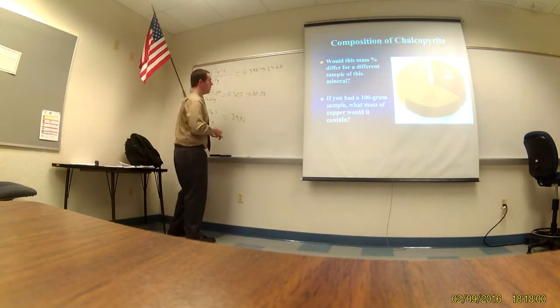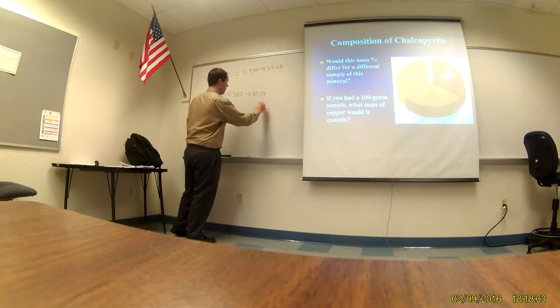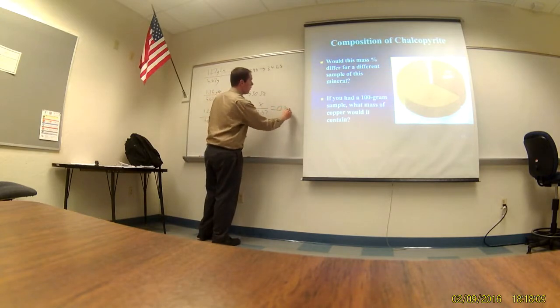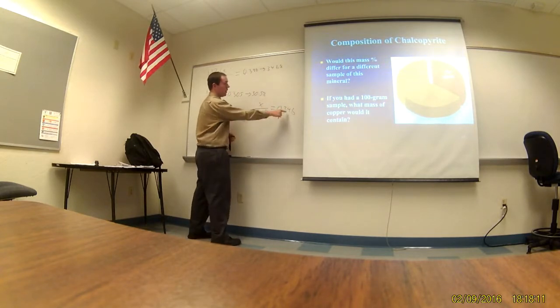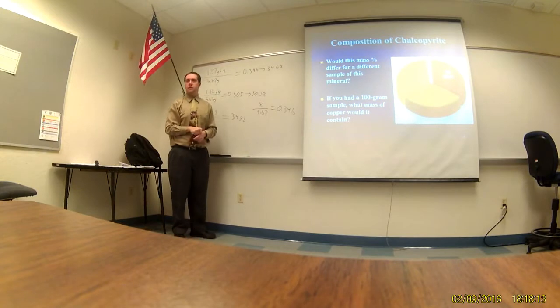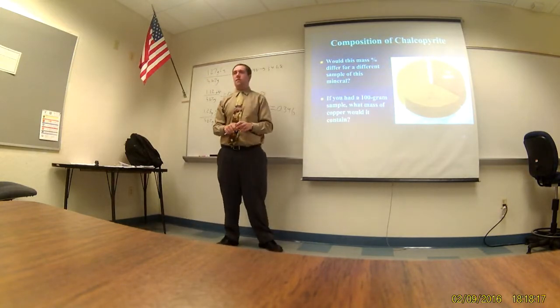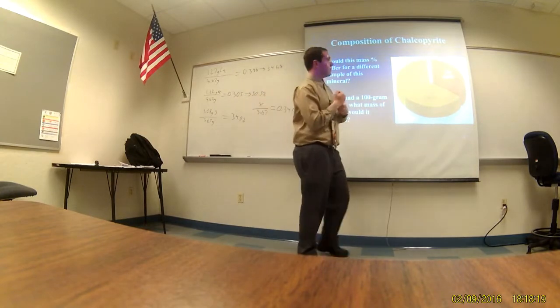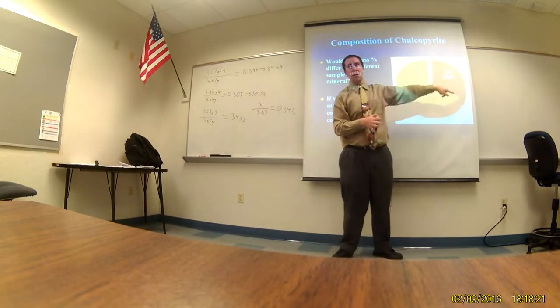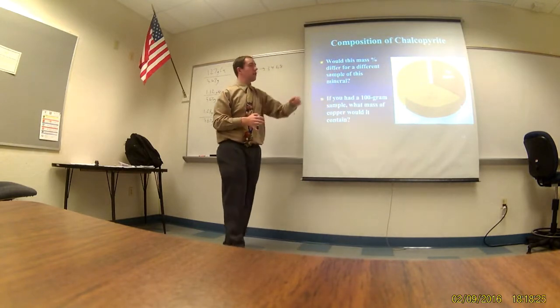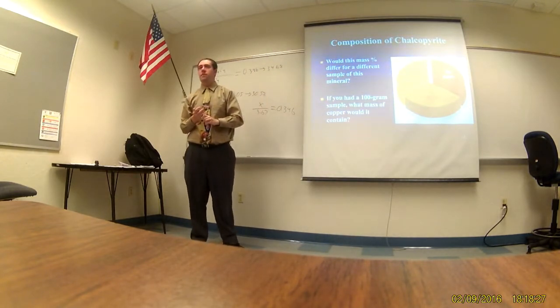Mathematically, it would just be x over 3.67 equals 0.346. Multiply that by that, solve for x. But because it's 100 grams, it's easy math. This percent literally means per 100. Per 100 grams, there are 34.6 grams of copper.